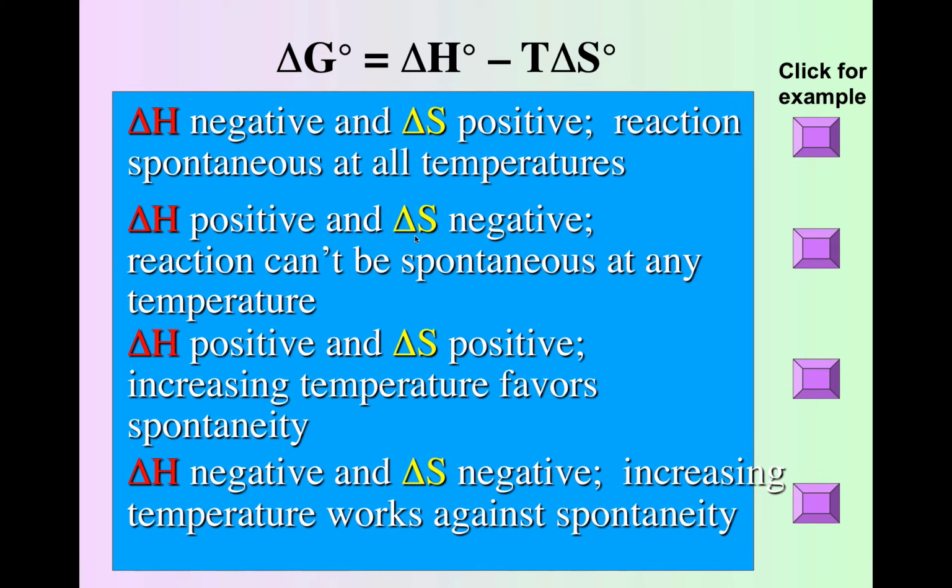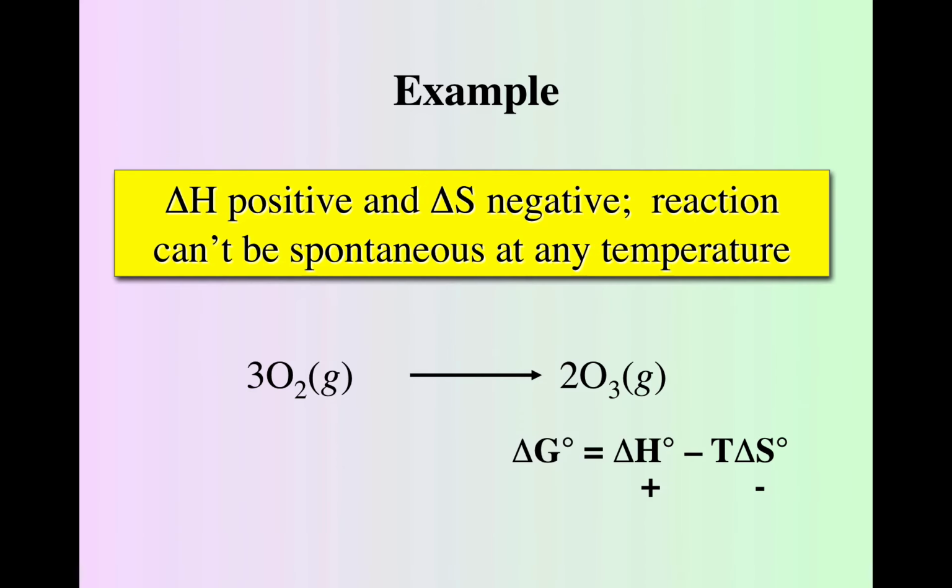If delta H is positive and delta S is negative, then it can never be spontaneous. So, for example, oxygen turning into ozone is never spontaneous. This is why ozone doesn't need any help being destroyed by chlorine radicals, right, from CFCs.